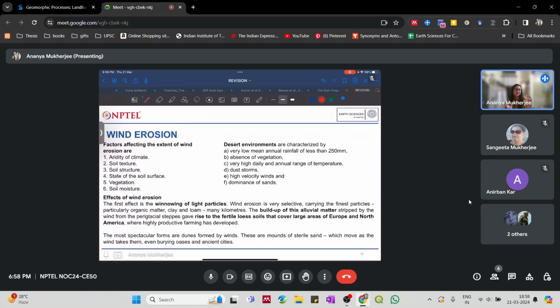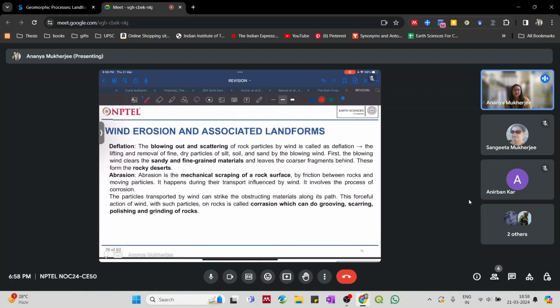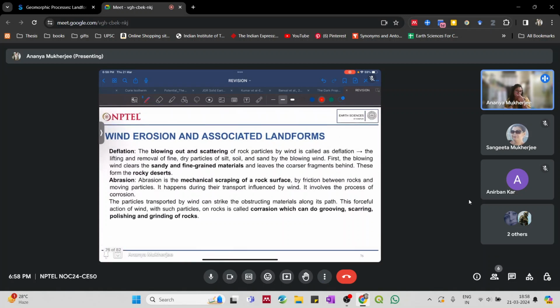And obviously the erosive activity as well as depositional activity, both of them are very significant when we are considering aeolian geomorphic processes. So wind erosion happens by two processes, deflation and abrasion. Deflation is where all the finer sediments are blown away by the wind, and what you are left back with is the coarser rock material.